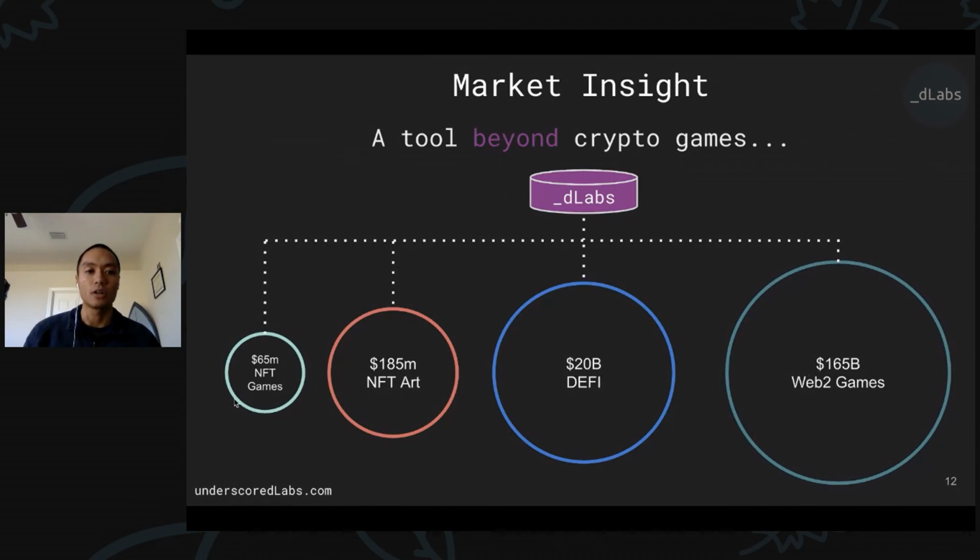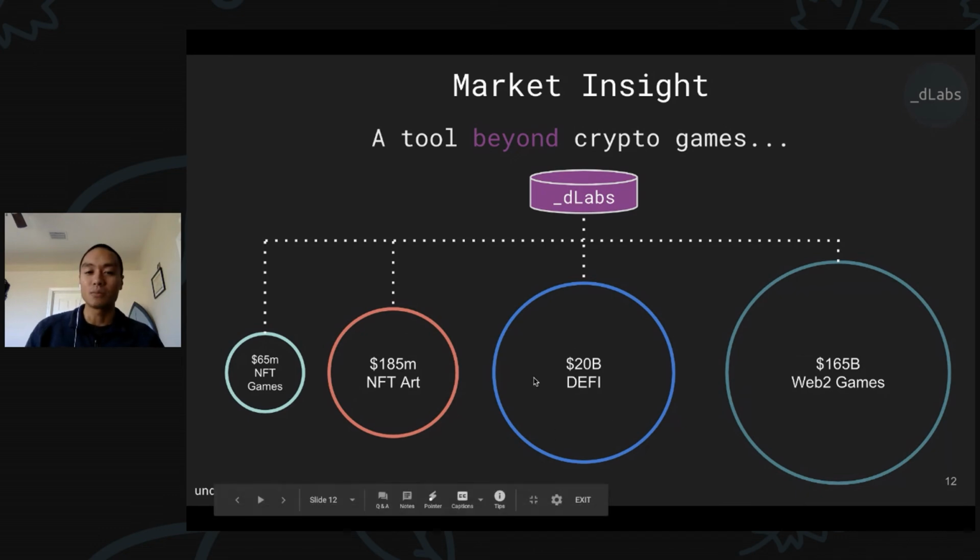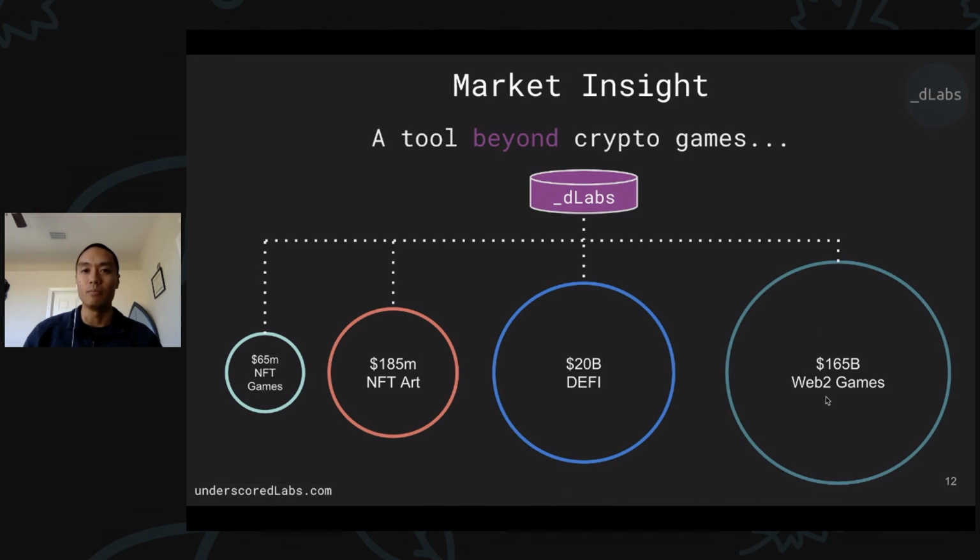So at first, I was targeting the 65 mil in NFT games. But then my customer was targeting this 185. I was thinking, what am I thinking, right? It's because I wasn't thinking. With custom contracts, you can tap into this whole DeFi space, loan your NFTs. And of course, the whole Web2 industry, 165 billion in revenue. If you think about it, these guys are not using HTML, CSS to build these games. They're using a gaming engine. And this piece here is built specifically for that gaming engine.